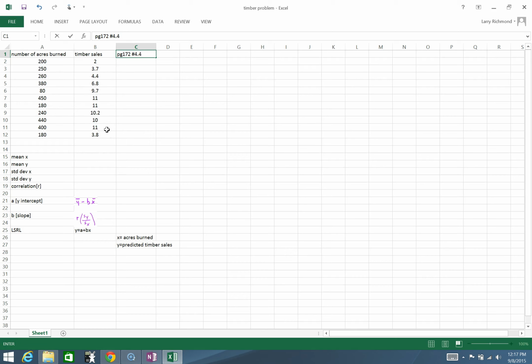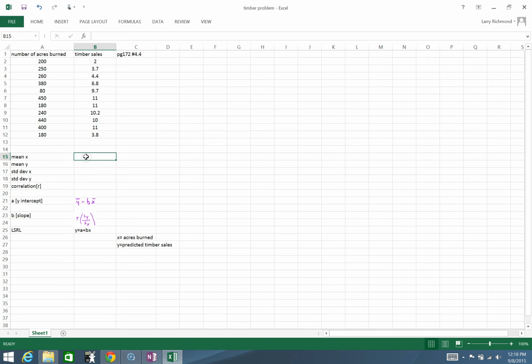Okay. Now that you have the values in, we're going to have to calculate a few things. We have to find this a and b value. A being the mean y, that's what y bar is, minus b times x bar, and b, the slope, being the correlation coefficient times the standard deviation of y over the standard deviation of x. There are 5 quantities we need, and I've labeled them here: mean x, mean y, standard deviation of x, standard deviation of y, and correlation r.